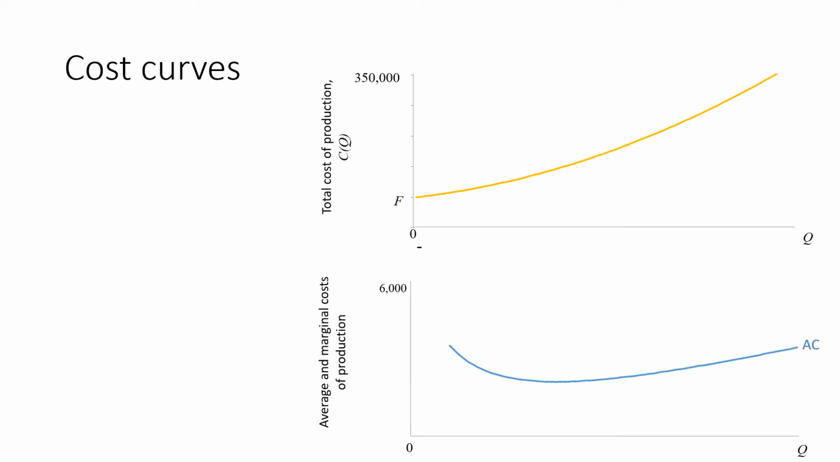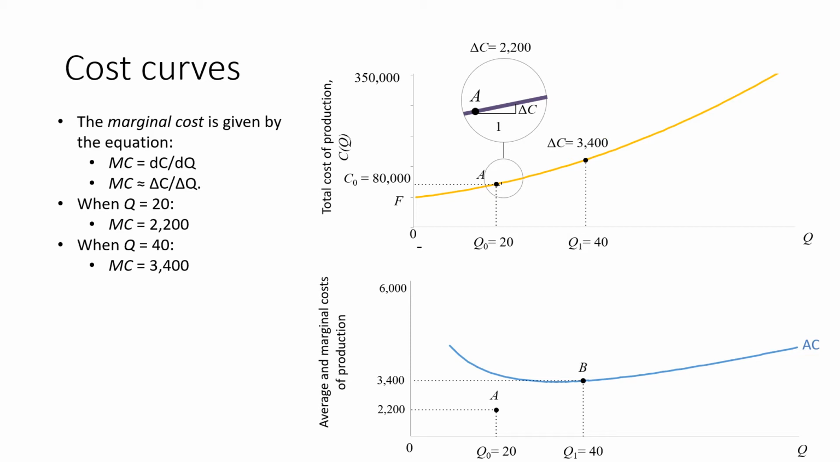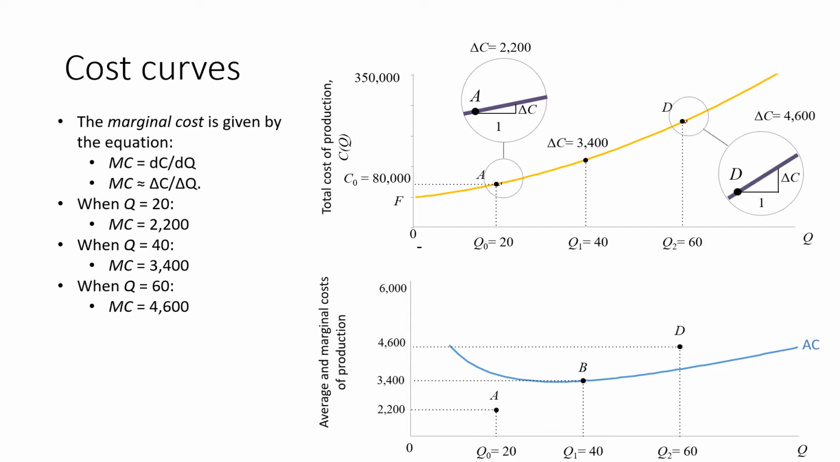Now with the cost curves, we are going to work on the marginal cost. The marginal cost is given by the equation MC equals dC over dQ. In other words, we are taking the derivative of the cost function with respect to quantity. Marginal cost also shows the difference in cost divided by the difference in quantity. When Q is 20, our marginal cost is around $2,200, when Q is 40, marginal cost is around $3,400, and when quantity is 60, our marginal cost is around $4,600. Points A, B, and D on the figure below show the marginal costs for 20, 40, and 60 quantities respectively.